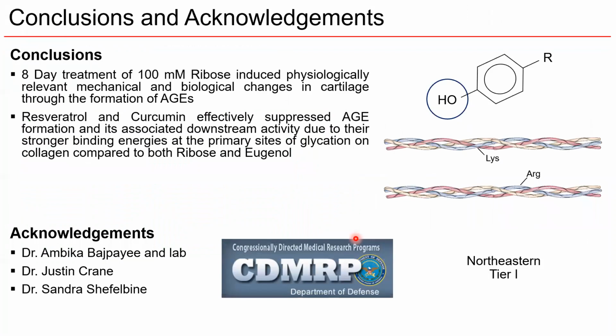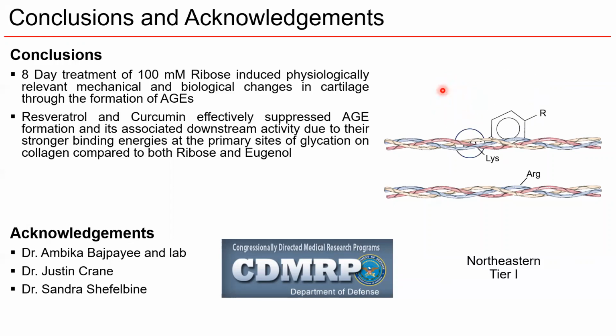In conclusion, we determined that AGE treatment of 100 millimolar ribose induced physiologically relevant mechanical and biological changes in cartilage through the formation of AGEs. We showed that resveratrol and curcumin, 2 naturally occurring anti-aging compounds, can competitively inhibit ribose activity and the formation of AGEs due to the presence of a hydroxyl group in the para position of their structure, which has an affinity for arginine and lysine residues.